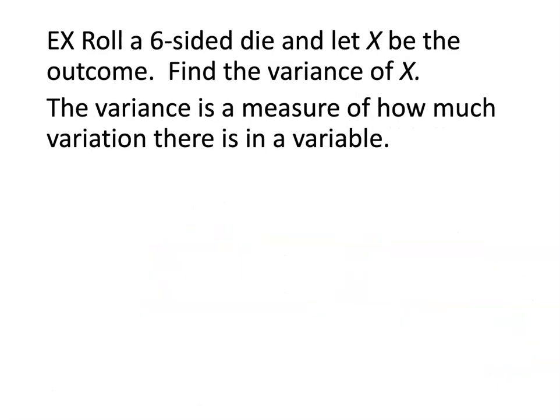Let's roll a six-sided die and let x be the outcome. Find the variance of x. The variance is a measure of how much variation there is in a variable. We saw that earlier when we looked at the variance of a set of data. It's a measure of how much variation there is in the data. Now, we learned a formula there. Don't use that formula here. We have a different formula.